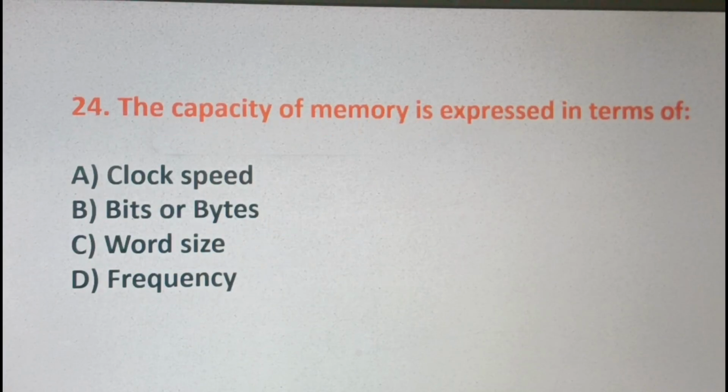The next question, the capacity of memory is expressed in terms of clock speed, bits or bytes, word size, frequency. The correct answer is option B, bits or bytes.